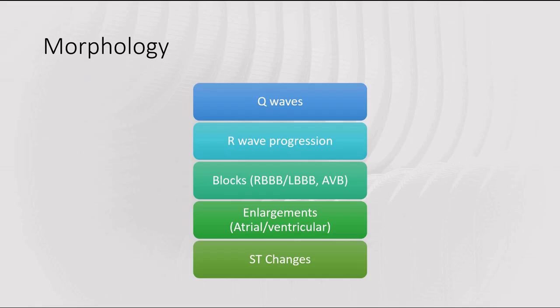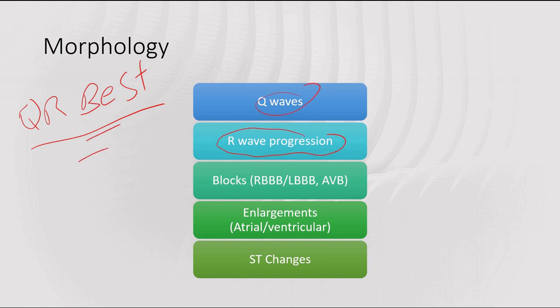And lastly, remember the mnemonic QRBEST for morphology. So you see if there's any Q waves. Look at the R wave progression to see if there's any poor R wave progression. Look at blocks. Check if there's any right bundle, left bundle, or AV nodal blocks, or complete heart block. Look at if there's any enlargements of the atrium or the ventricle based on EKG morphologies. And then look to see if there's any ST changes, such as ST elevations, ST depressions, or T wave inversions.